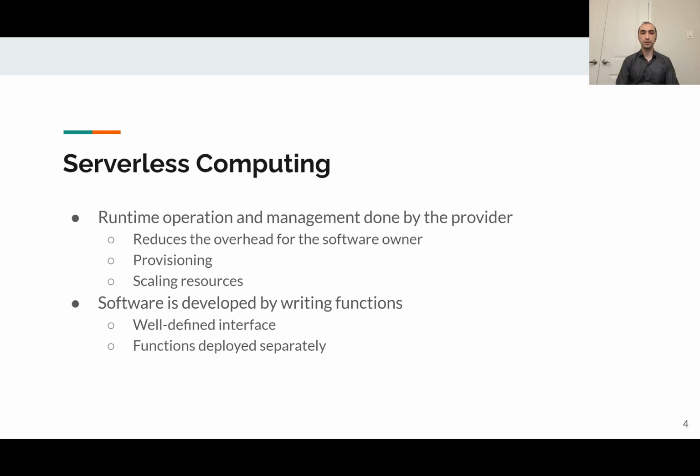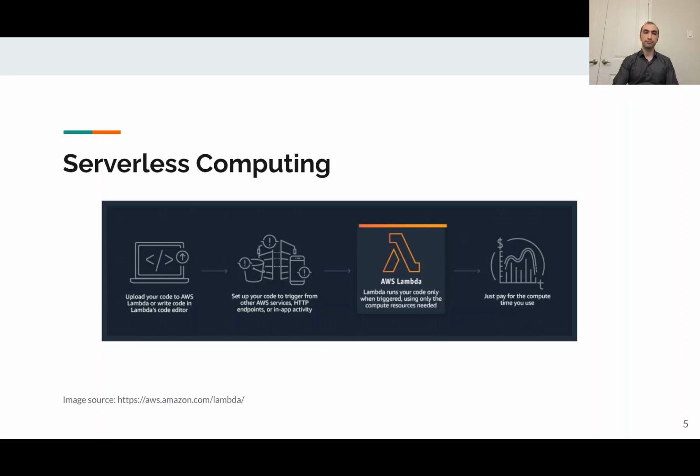Serverless computing is the newest paradigm in cloud computing, and in this paradigm, the runtime operation and management is completely delegated to the serverless provider. This reduces the overhead for the software owner and allows the service provider to do all of the provisioning and scaling of resources tasks. Software is developed in this paradigm by writing functions, and the functions have well-defined interfaces and are deployed separately.